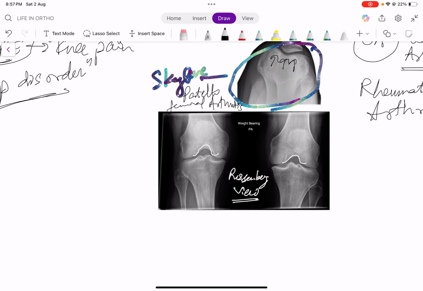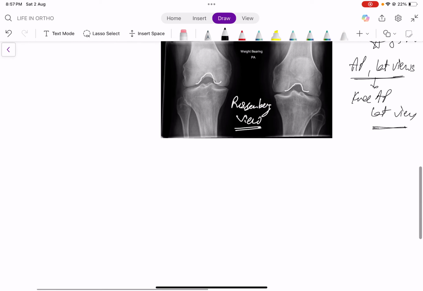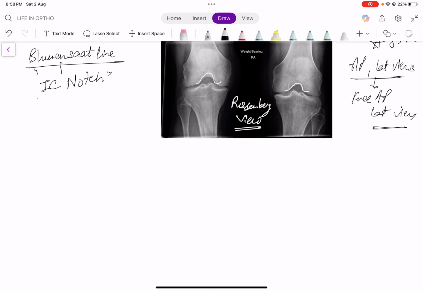Now coming on to AP and lateral views. They can also be done. They are basic. I discussed in my previous video that knee AP and lateral views can tell you about osteoarthritis. Then there is this concept called Blumensaat line. Blumensaat line is related to the intercondylar notch. Just the name is important, the rest you can go on to see.